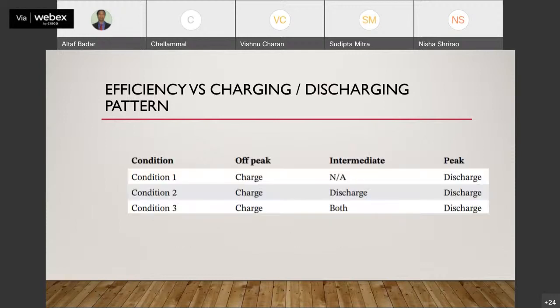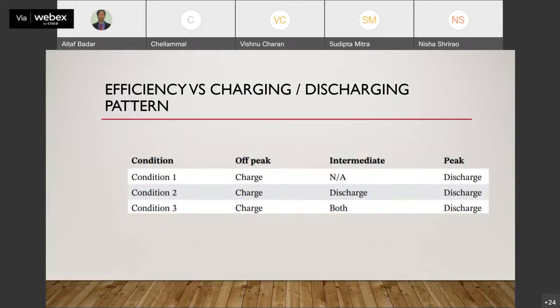And now, based on the condition, we decide when the battery should charge or discharge, right? So if it is off peak, no matter which condition we are in, we are going to charge the battery. If we are in the peak tariff time, we'll try to discharge the battery. And this discharging is not only for the load. Remember, I'll just put in this point very clearly. This discharging of the battery is not only for the load, but we will also sell electricity to the grid through the battery. We want to earn money as well. So whenever the peak tariff comes in, I'm going to discharge.